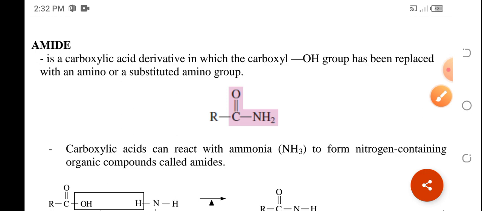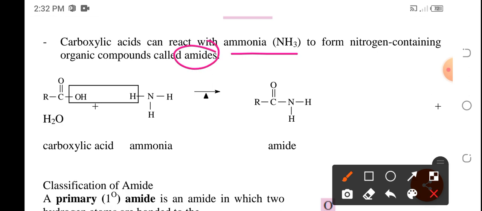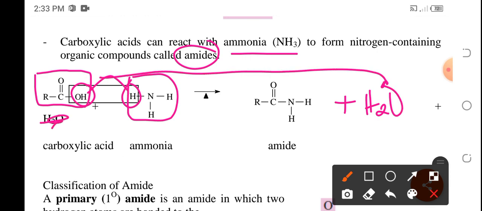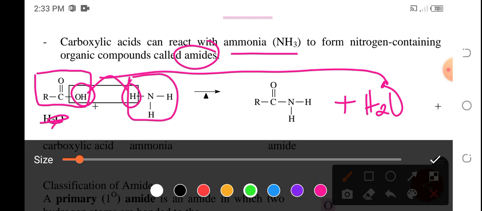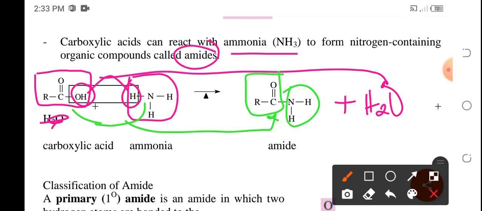This carboxylic acid could react with ammonia, NH3, to form the amide. So the mechanism is you have the carboxylic acid and then you have the ammonia. One hydrogen from the ammonia and the hydroxyl from the carboxylic acid will join to form water. That would be the water. And then the remaining part of the carboxylic acid and the ammonia will bind together to form the amide. So this is the acid part and this is the ammonia part. Nevertheless, the whole structure is an amide.